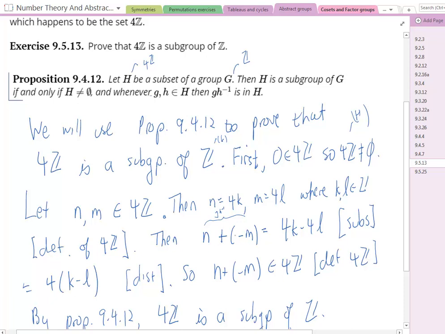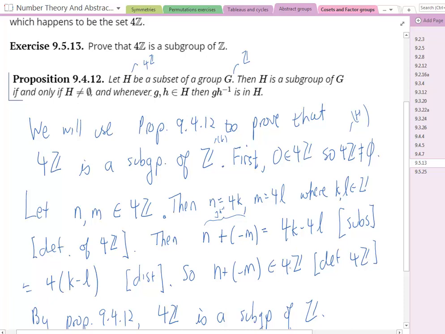So let me continue with this. If I do the substitution here, where n equals 4k and m equals 4l, I just plug those in. I factor out the 4 using the distributive law. And what does that tell me? It tells me that n plus minus m is 4 times an integer. So it's in 4Z. That's what 4Z means. It's all the numbers that are 4 times an integer.